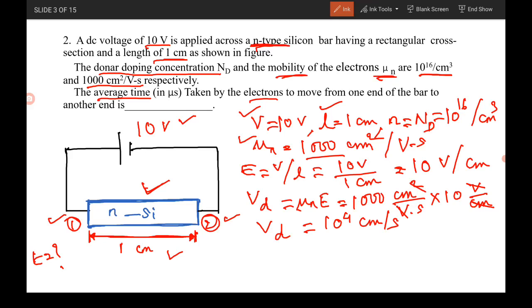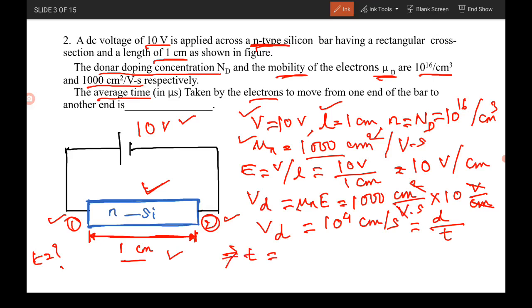So we will now use a simple mathematical formula related with distance, velocity and time. So here, how is velocity depending upon time? Velocity is equal to distance by time. So here Vd will be equal to distance covered, that is 1 cm divided by time, which we require in our answer. So now from here we can calculate the time. So what is time here? Time is equal to distance by velocity.